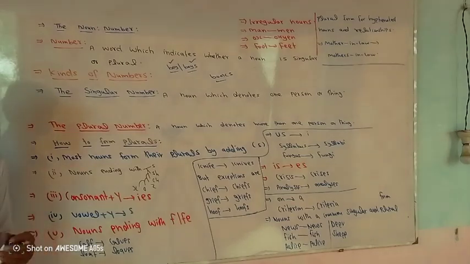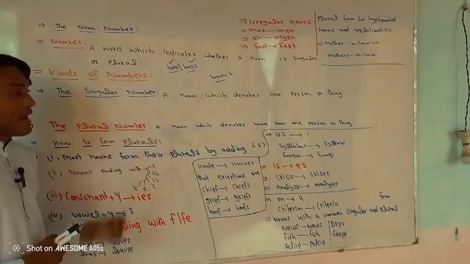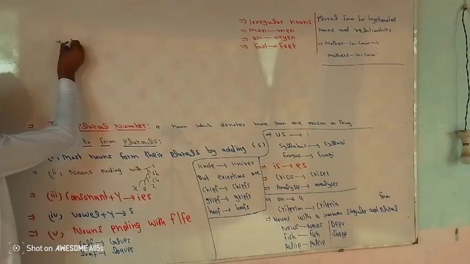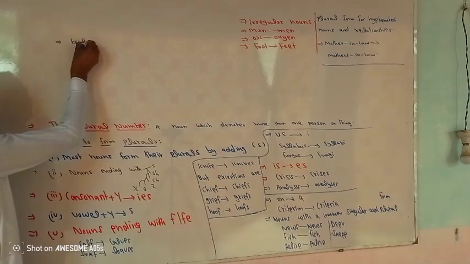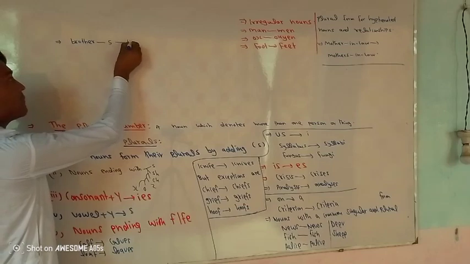So we have different rules. We will discuss in detail. The first one is, most nouns form their plural by adding s. For example, I say brother. We can add simply s to form the plural form. So we can call brothers.